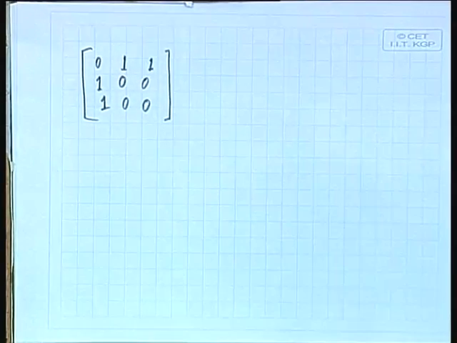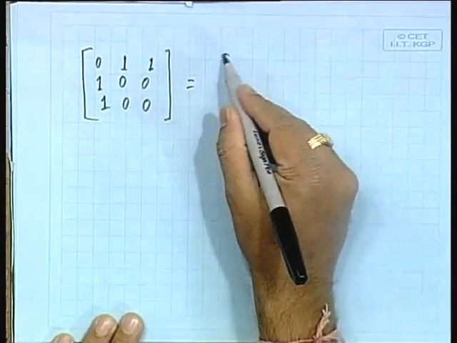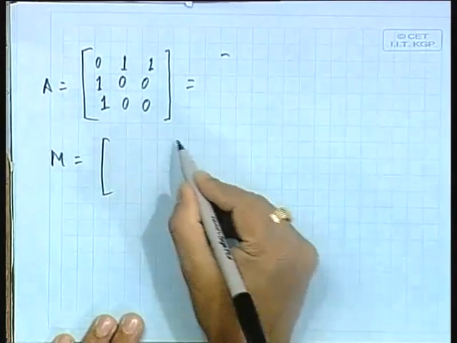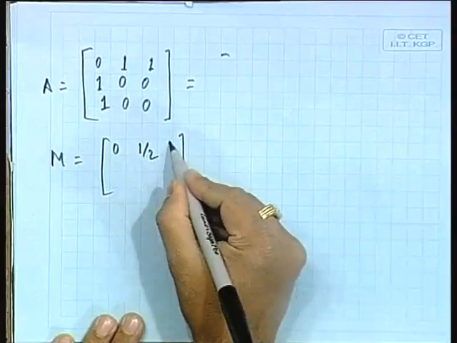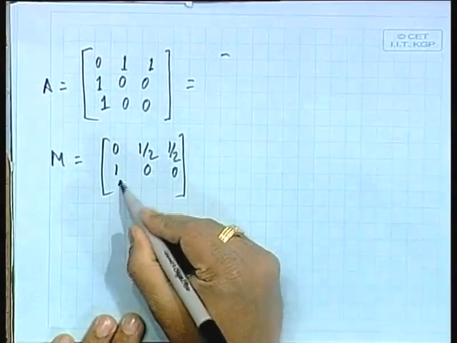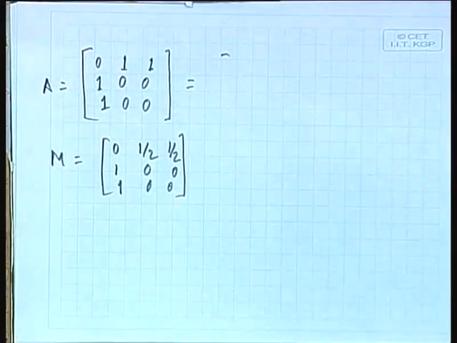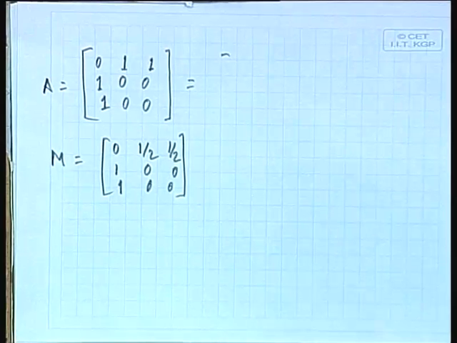So, this is a symmetric matrix. What will be its elements? If A is this, what will be M? This is, this is, this is, this is. So, is it symmetric? Not, right? So, if A is symmetric, it does not guarantee that M will also be symmetric.